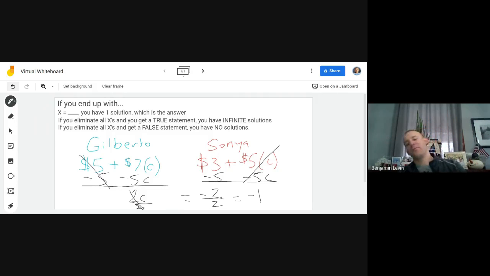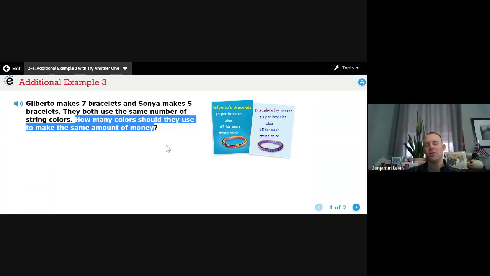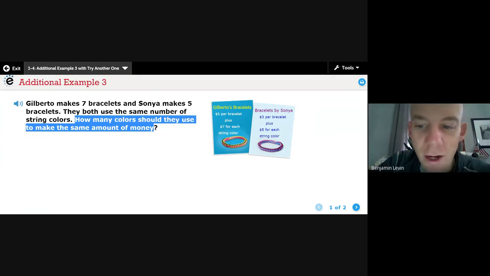But let's think about what it asks us. We solved the equation and we got -1. But let's go back and see what it's asking us. It is asking us, how many colors should they use to make the same amount of money? Our answer was -1. Is it possible for them to use -1 colors on making their bracelets? No, it's not possible.